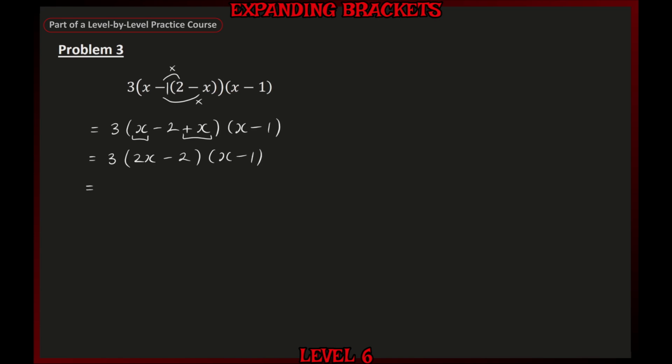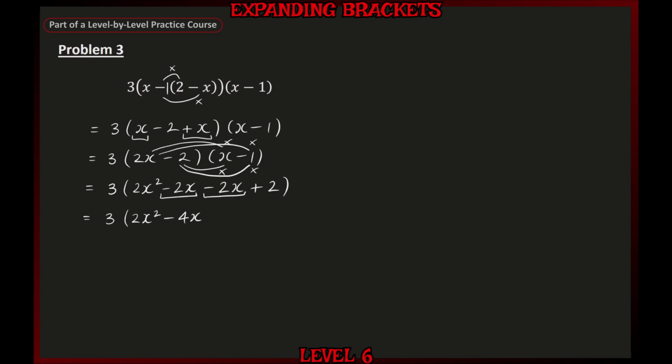We can now multiply together the two brackets. So we're going to leave the 3 where it is, and we have 2x multiplied by x, which is 2x squared. 2x multiplied by minus 1, which is minus 2x, minus 2 times x, which is minus 2x, and finally minus 2 times minus 1, which is plus 2. Again, we can simplify this bracket by collecting together the like terms. So we have 2x squared on its own, then minus 2x minus 2x is minus 4x, and we have a plus 2 at the end.